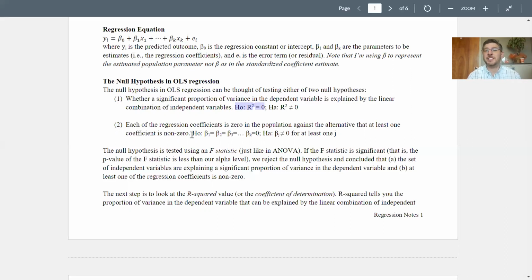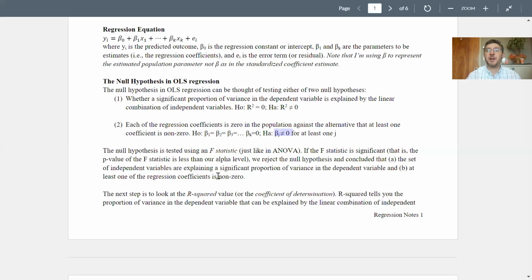So the null hypothesis is that all of the population coefficients are 0, against the alternative that one of the population coefficients is different than 0. So there is a statistically significant relationship between the independent variable and the dependent variable.